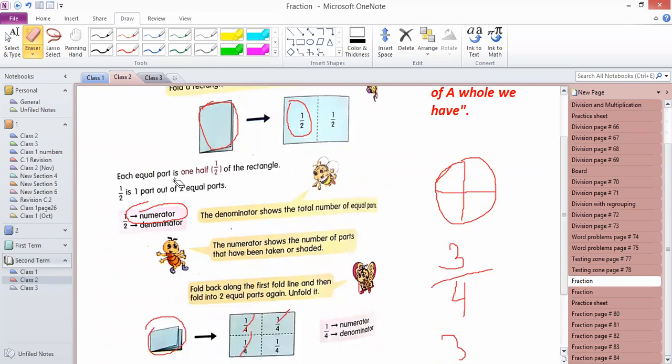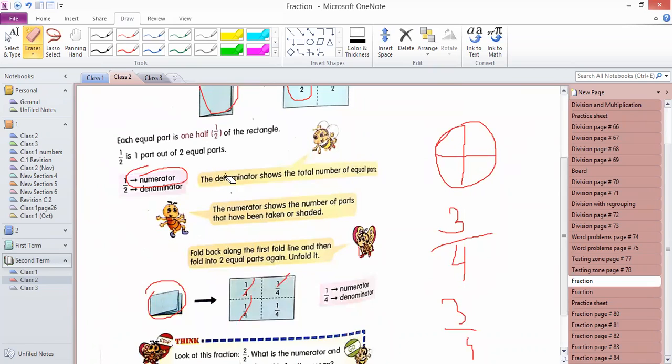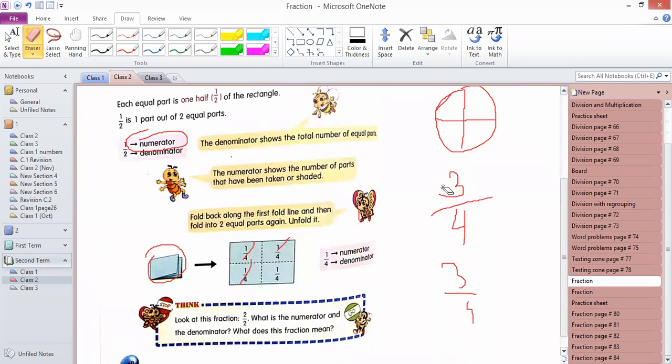When we talk about denominator, the denominator tells us the total number of equal parts there are. You divide it into how many total equal parts? If you divide it into 4 parts, the denominator will be 4. If you divide it into 8 parts, the denominator will be 8. You always write the denominator down. If you divide into 8 equal parts, then it will be 8.